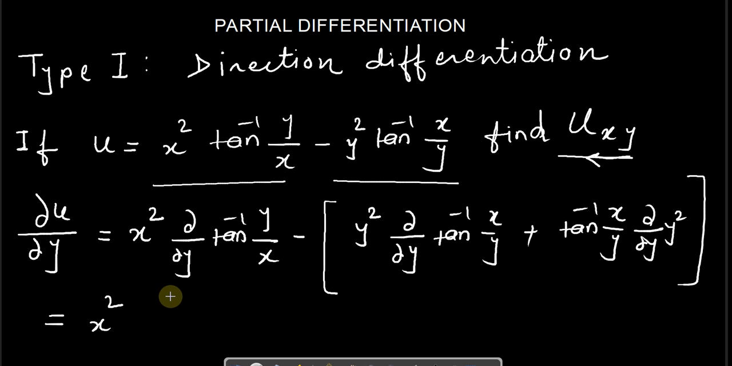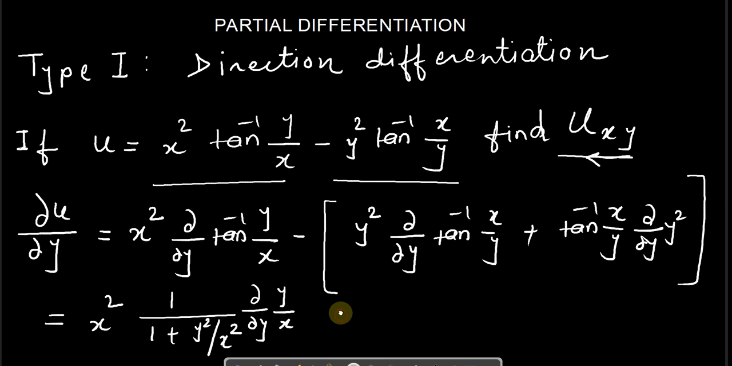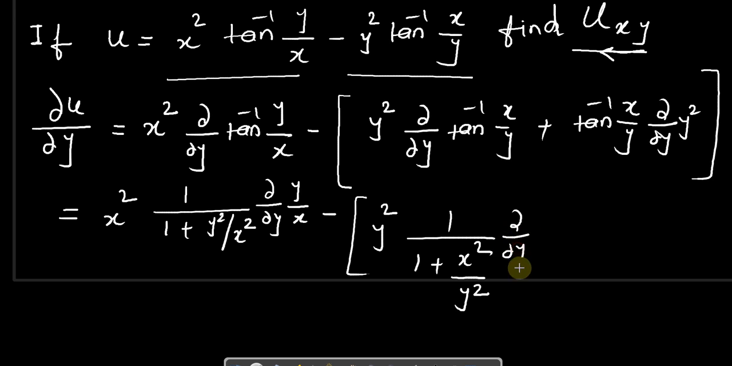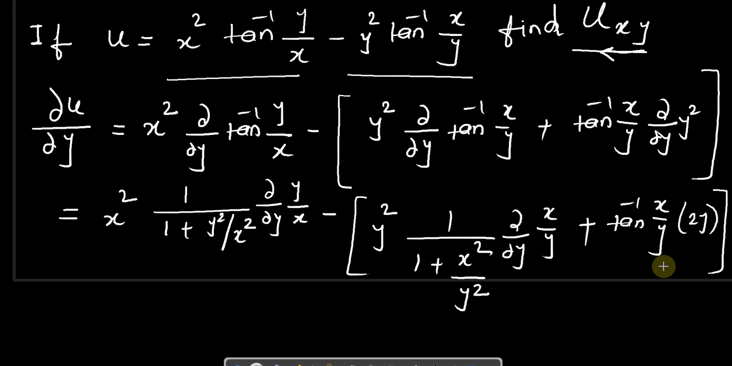In first term x square as it is, tan inverse derivative 1 upon 1 plus y square by x square, and further chain rule derivative of y by x. Minus, in bracket y square as it is, derivative of tan inverse 1 upon 1 plus x square by y square, by chain rule derivative of x by y. In second term, tan inverse x by y as it is, derivative of y square 2y.